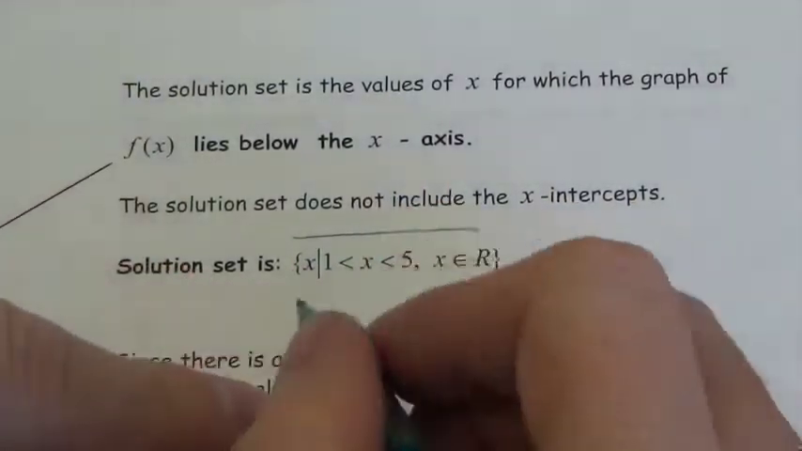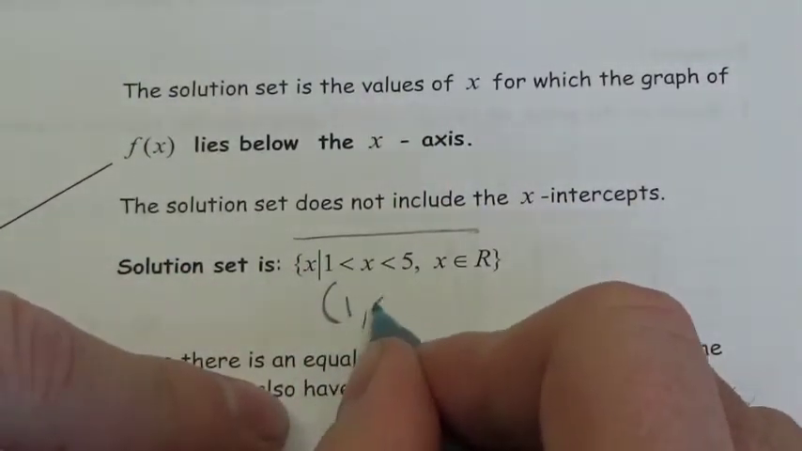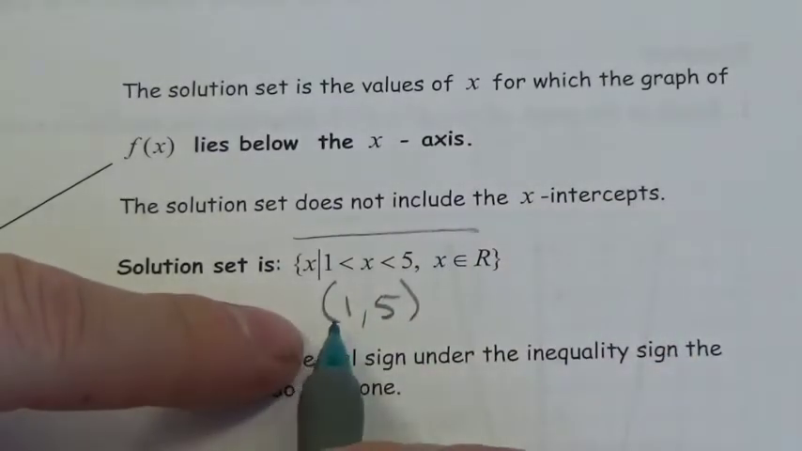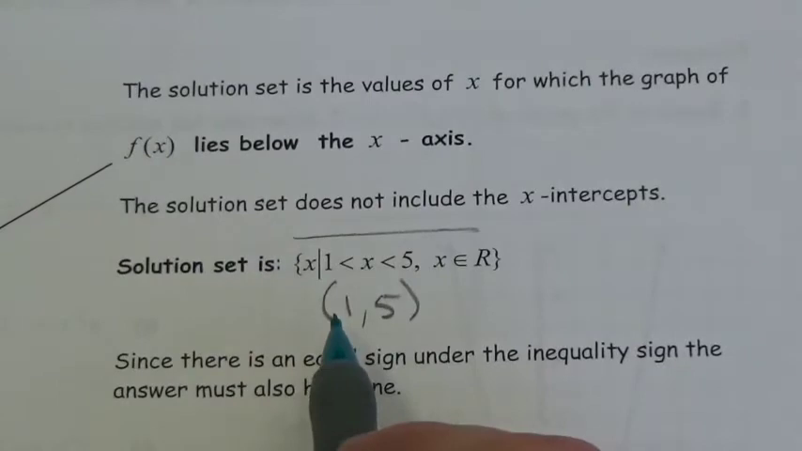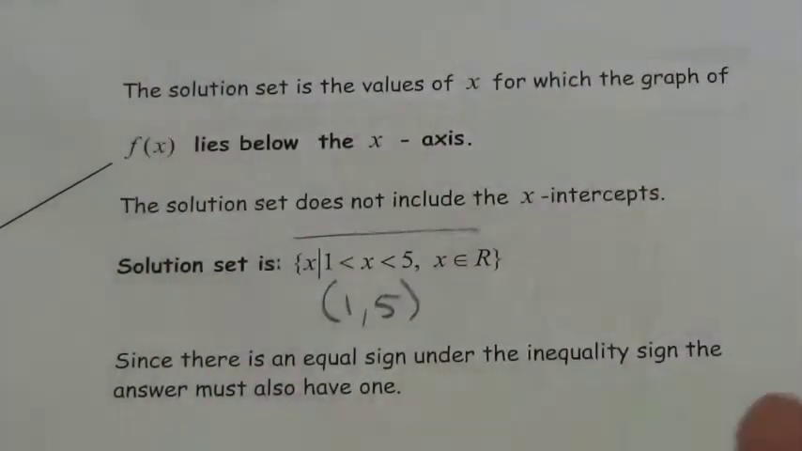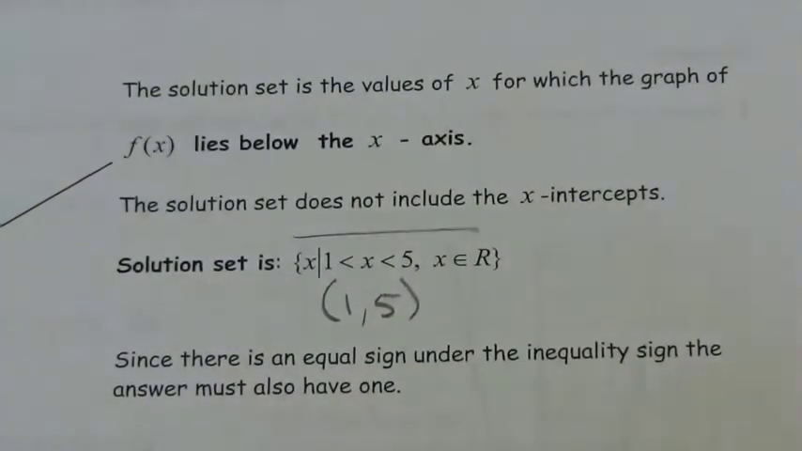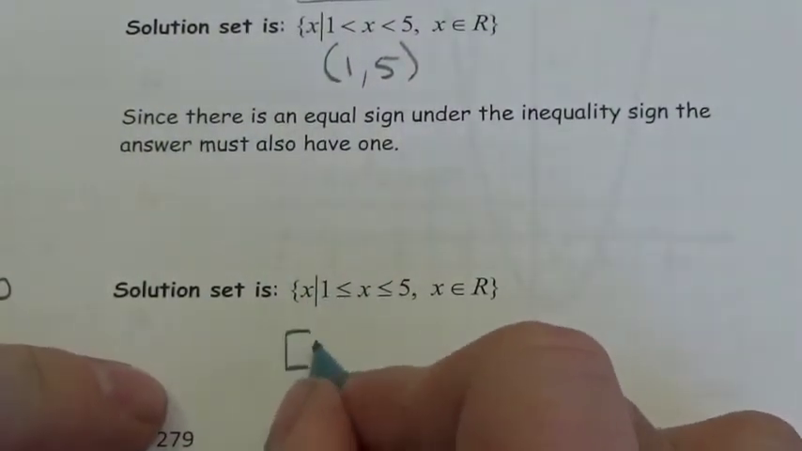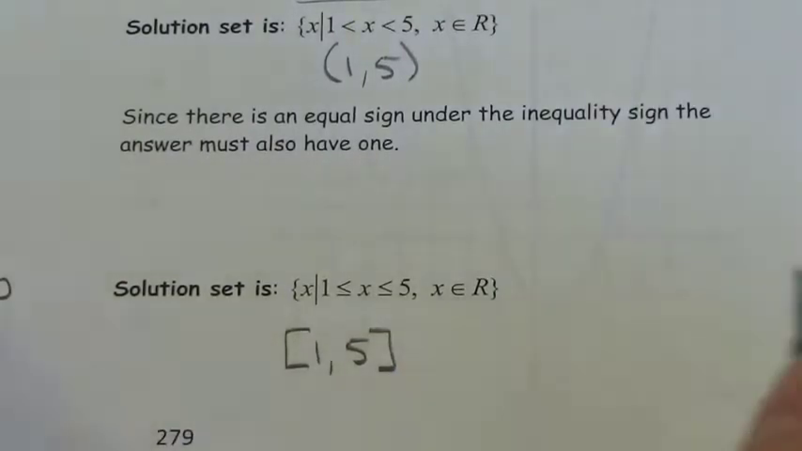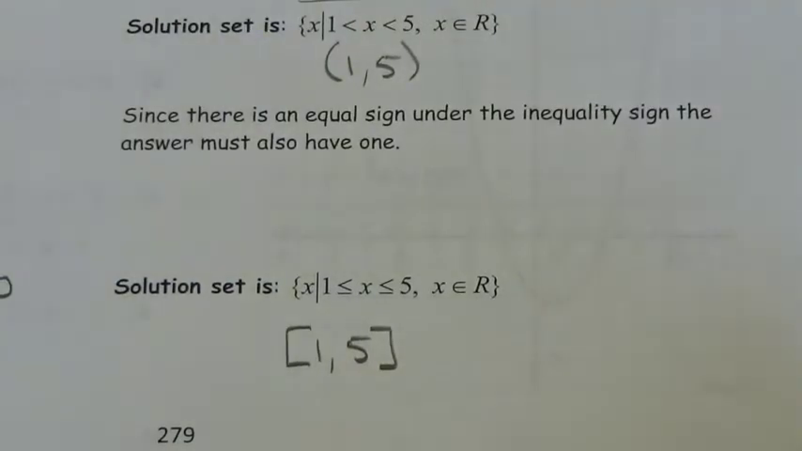Here, to show the interval in between, because we're not including the endpoints, I would simply write that as 1, 5 with parentheses. Now that looks like the coordinates of a point. You're supposed to know that in context, that does not refer to a point. That refers to an interval. And then down here, when we're including those endpoints, we'll put 1 and 5, and again with square brackets to indicate that we're including those. So just another way of writing those intervals.